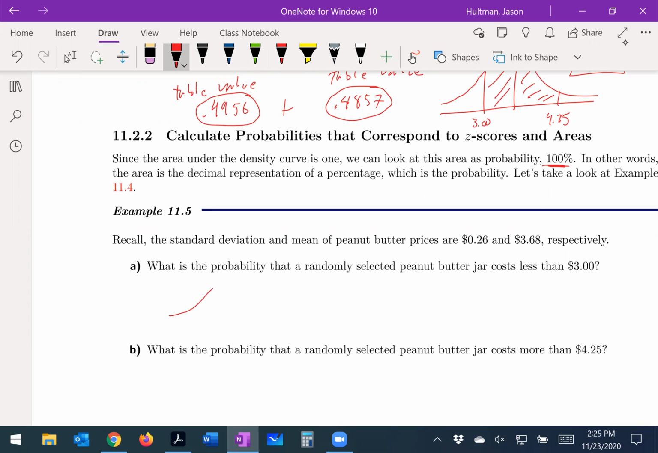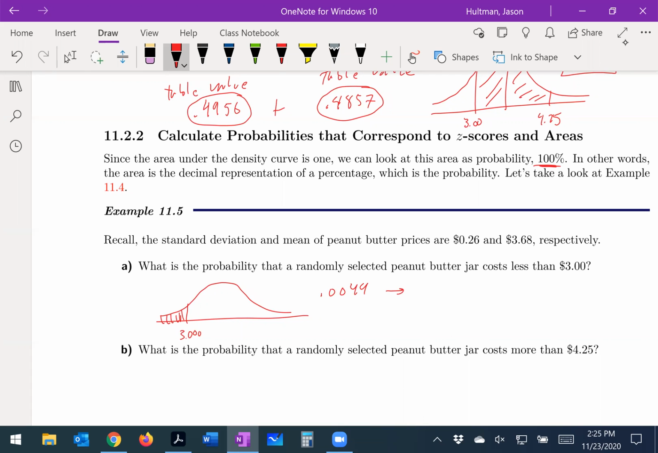Okay, so what is the probability that a randomly selected jar of peanut butter costs less than $3? Well, we knew what it was, from part A above, it was 0.0044. If we change that to a probability, the probability that X is less than $3 is equal to, I can move the decimal over 2 places, and I would get 0.44%.